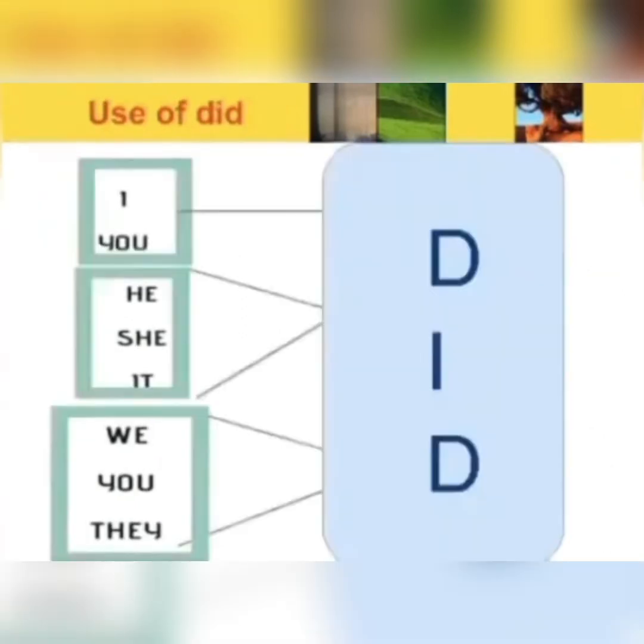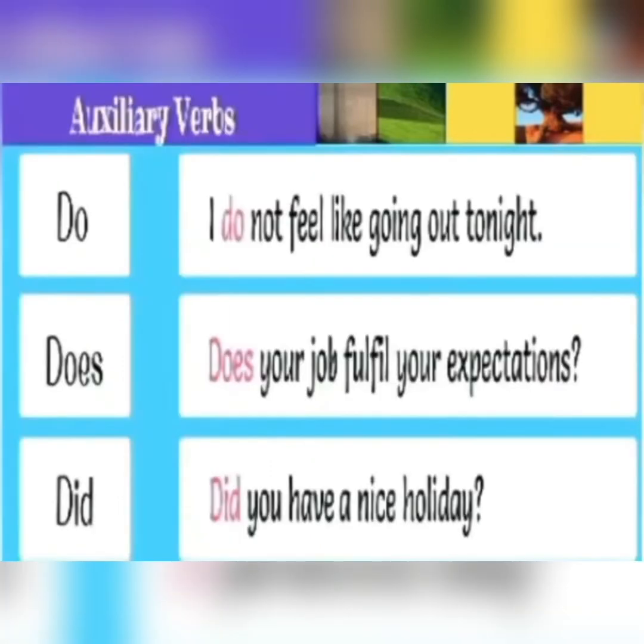Moving ahead to the use of did. Did is used to express the past tense when the common auxiliary verb is also not there. And irrespective of singular or plural, it is used with all the subjects, may it be I, you, we, they, he, she, it, singular or plural. Now let's look at the examples.